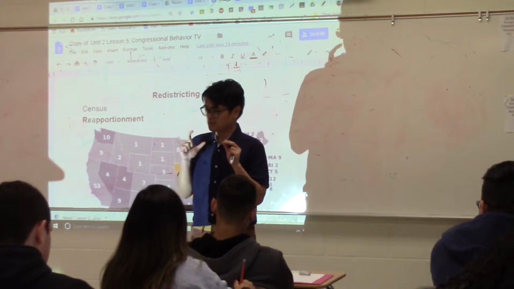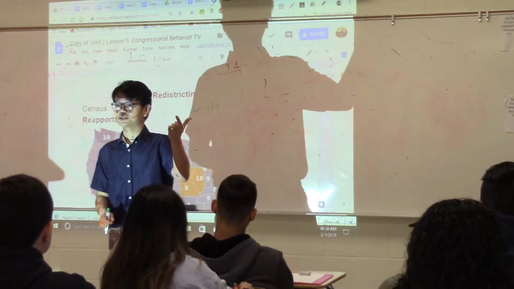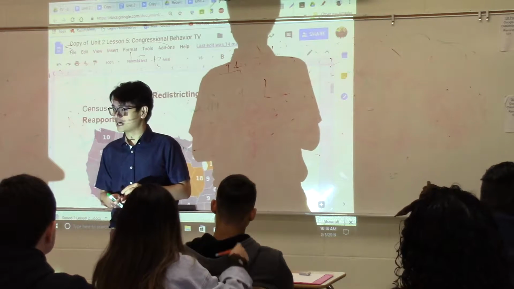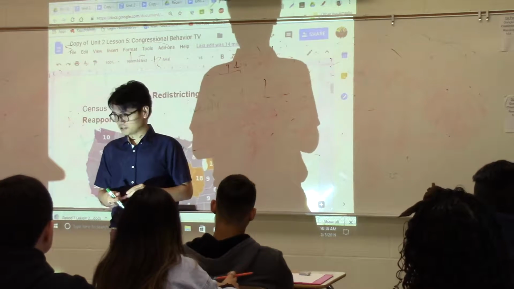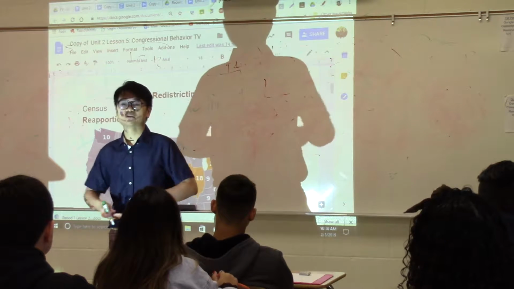You guys remember the Great Compromise, right? We have one house with equal representation. Which house would that be? The Senate, with two representatives each. But we have one house that's based on what? Population. Is population going to stay the same? No. So we have to adjust.